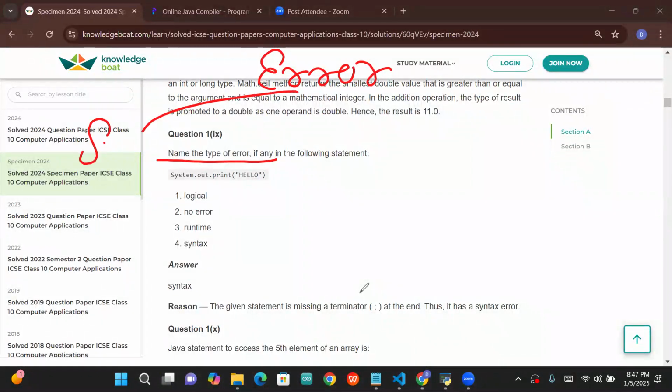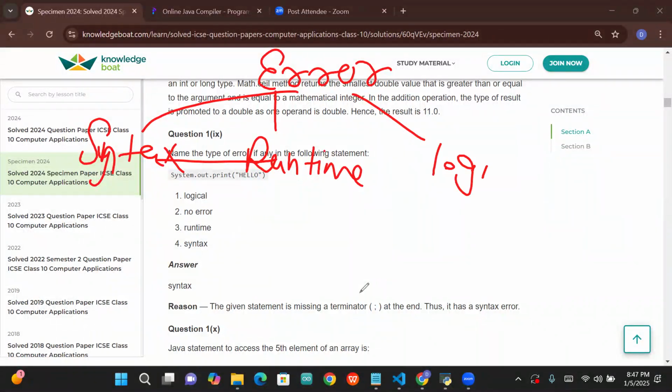One is a syntax error. The second one is a runtime error. The third is a logical error. Syntax error, runtime error, logical error.